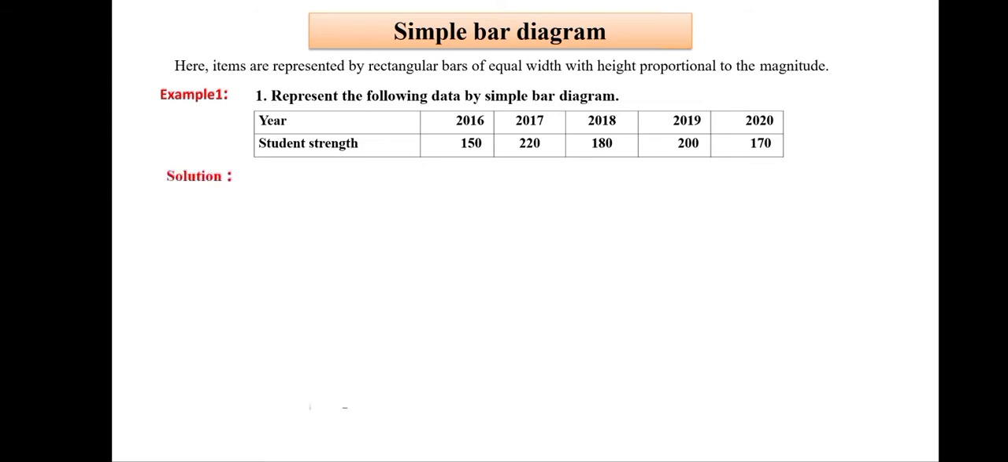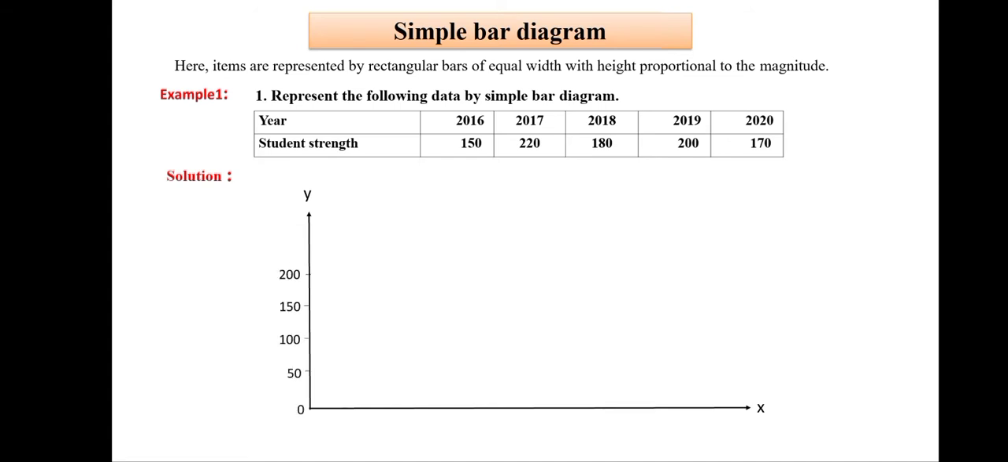First draw x-axis and y-axis. In the y-axis, we will write the student strength. To write the values of student strength, first we have to check which is the highest value. In the data, the highest value is 220. So we can write the values till 220 or more. That is 0, 50, 100, 150, 200 and 250. And in the x-axis, we will write the years, that is 2016, 2017, 2018, 2019 and 2020.